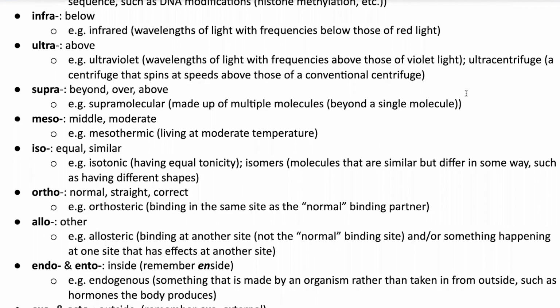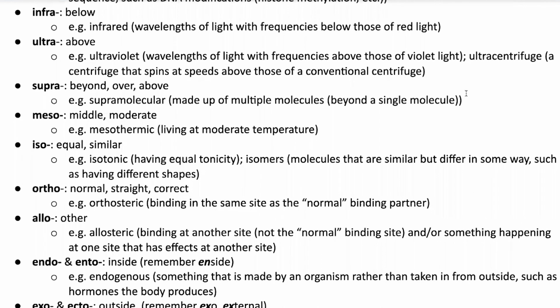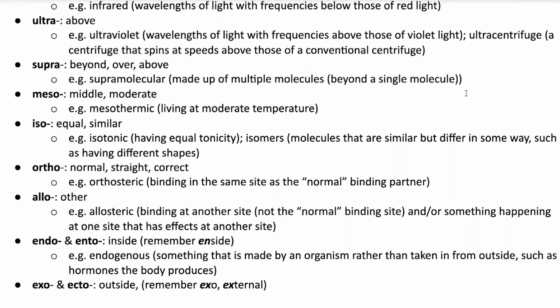Or an ultracentrifuge, which is a centrifuge that spins at speeds above those of a conventional centrifuge. And these are really awesome, and they spin really, really fast. And so they're above normal, they're ultra. Another word meaning above, over, beyond. We have a lot of words that mean similar things. And so if you see any of these, it's probably going to be meaning something similar, but we can put it onto different words. And sometimes they have slightly different meanings.